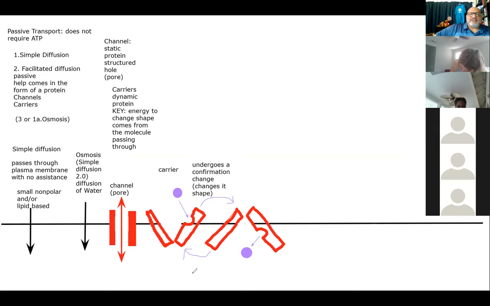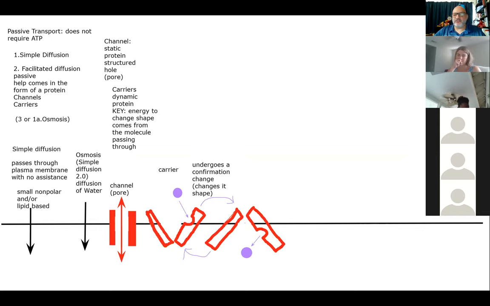Notice the advantage of things like this carrier is it allows us to let bigger things into the cell. If we had a hole in the cell big enough, like a channel, a hole in the cell big enough for glucose to come in, all sorts of other stuff would come in as well. And we don't want that. So by having this carrier, something that changes shape, we can let big things in and still be selective and still limit what's able to get inside. All right. Questions on this? All right. I've done an amazing job of drawing this because, again, I'm amazing.